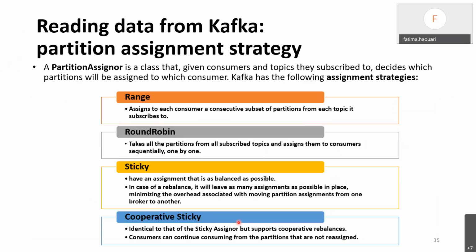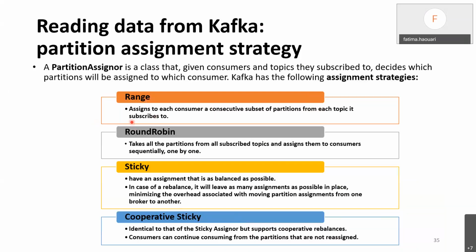Okay, so as I mentioned previously, consumers will be subscribed to a topic, but this topic will be partitioned. So consumers may consume from specific partitions. How will this assignment be decided? We have a partition assigner class that, given consumers and the topics they are subscribed to, will decide which partitions are assigned to which consumer. So Kafka has the following assignment strategies, the first one is range.